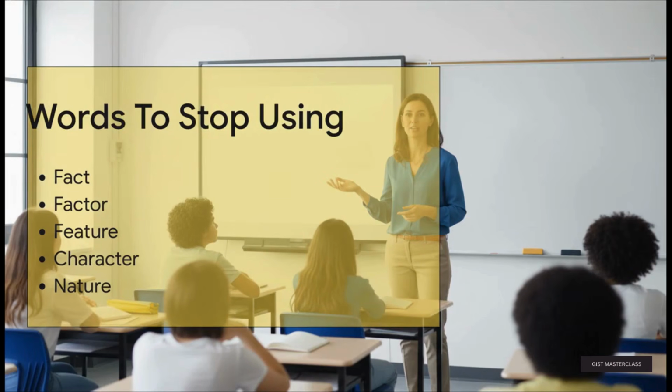Finally, here's a handy list of kind of vague words that you should probably just stop using today. Fact, factor, feature, character, and nature. Usually, these words add absolutely nothing to a sentence. Instead of saying acts of a hostile character, just say hostile acts. It's that simple. If a word is empty, just cut it out.